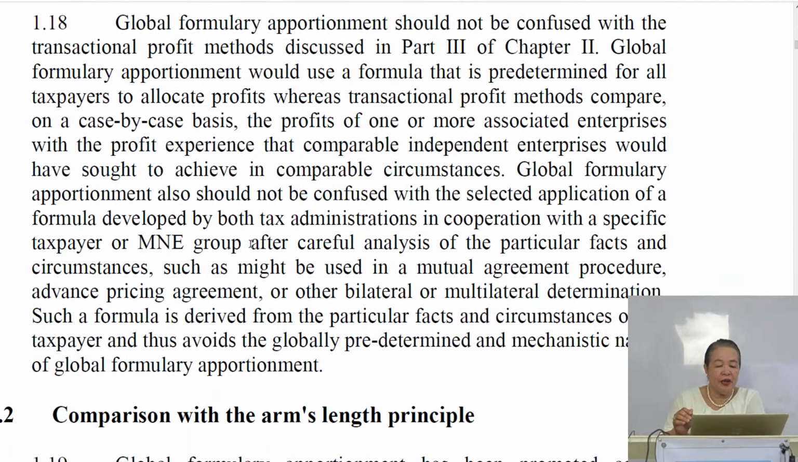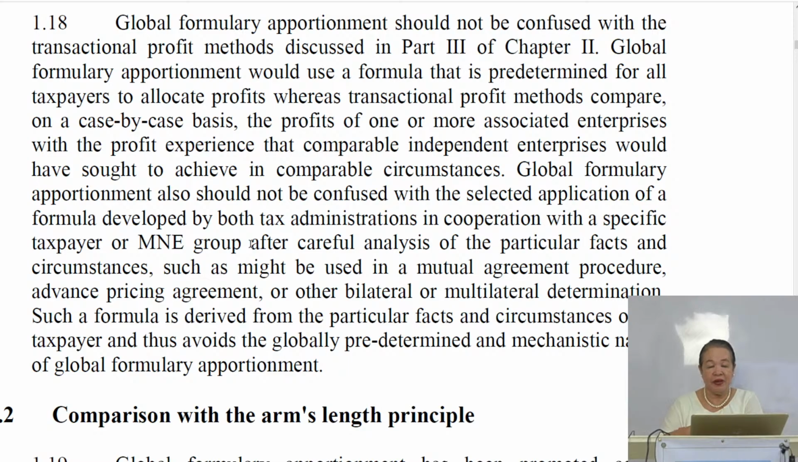Global formulary apportionment should not be confused with the transactional profit method. Yung transactional, yung profit split na. So global formulary apportionment would use a formula that is predetermined for all taxpayers to allocate profits, whereas transactional profit methods compare on a case-by-case basis. Kasi yung transactional profit methods, may arm's length principle yun eh, no?